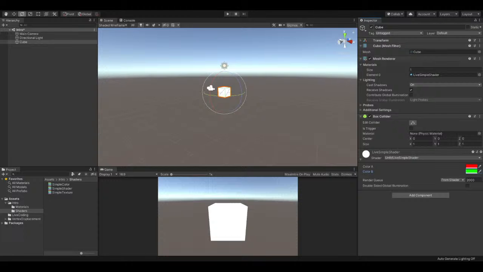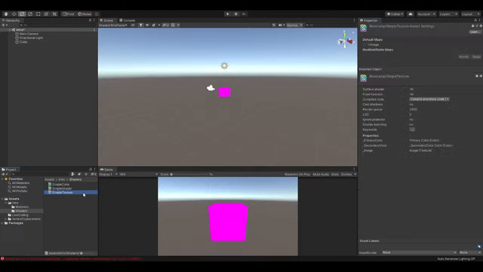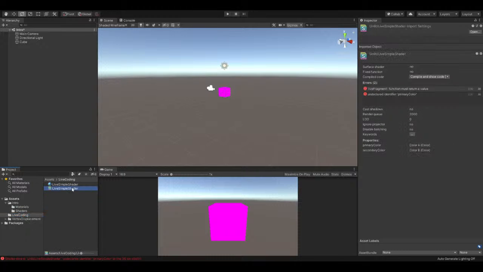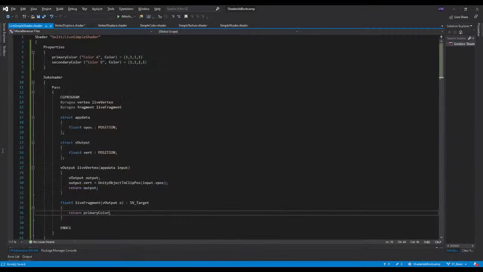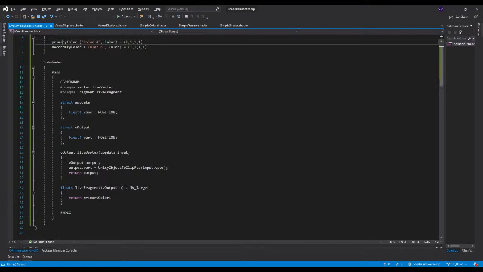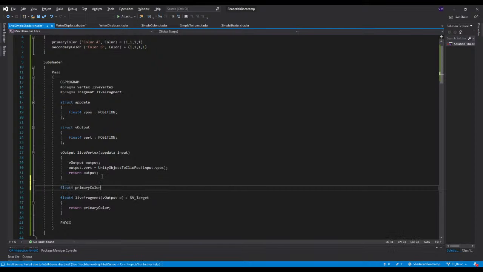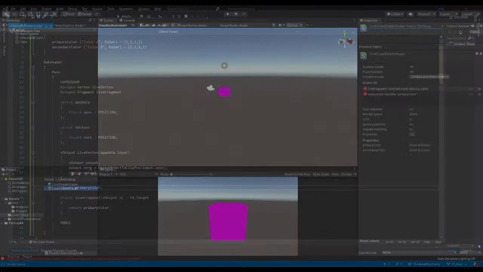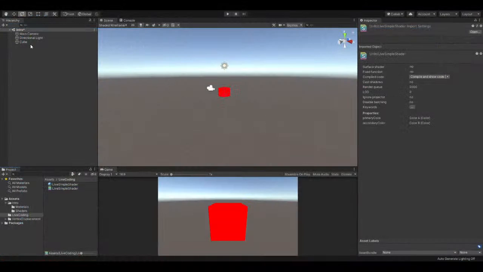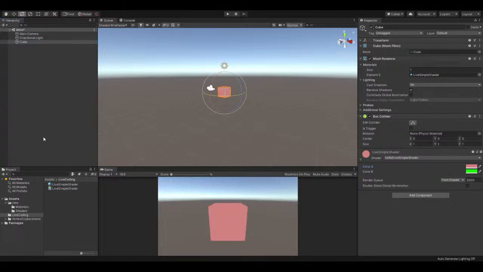And when we transition to Unity, it says, oh, we got an error. And what is that error? Undeclared identifier. Okay, that means we have to somehow tell this pass to use that property. And how are we going to do that? In the CG program, we have to define it here. So float 4 primary color, and we transition to Unity, and the primary color is all here, red. Change it to whatever you want.